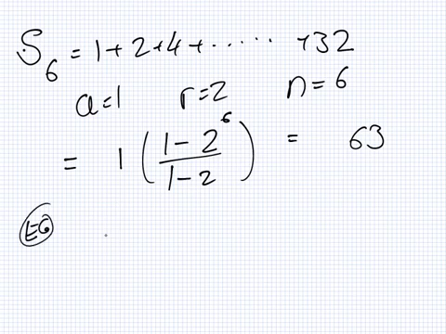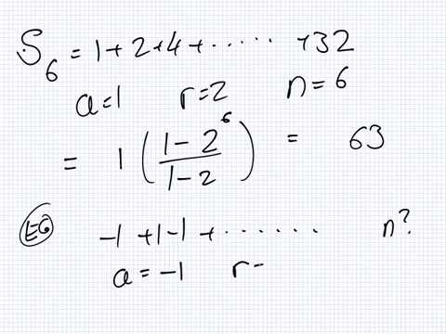Same deal, except this time I don't tell you the n. So I don't know the n, how many there are. What's the A? -1. And the R, be careful, is? -1. Yeah, and you leave n in the answer. Okay. So let's see what we get.